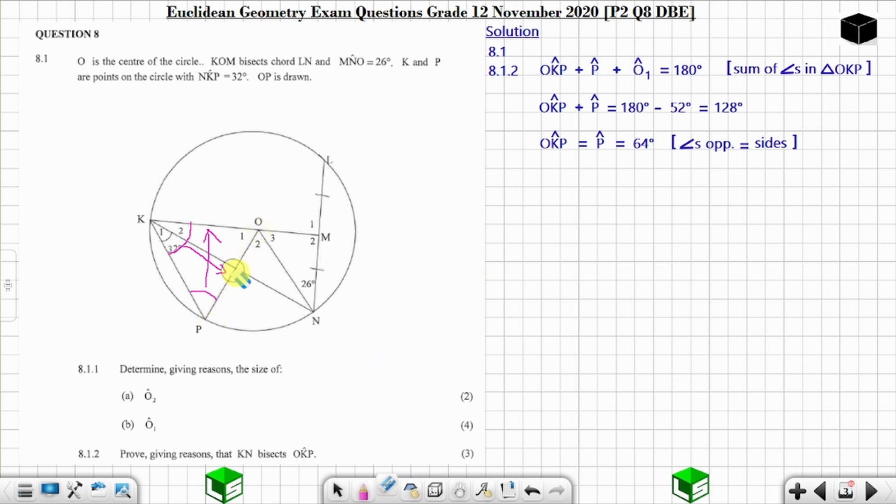So you understand angle K2 is 32 degrees, because 32 plus 32 is 64 degrees. So angle K2 is equal to 32 degrees. You can conclude, therefore, Kn bisects angle OKP. Okay, another way to answer this question, you can use this triangle. Can you see? OK is equal to ON.